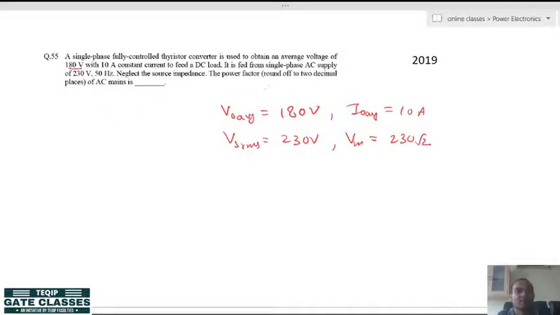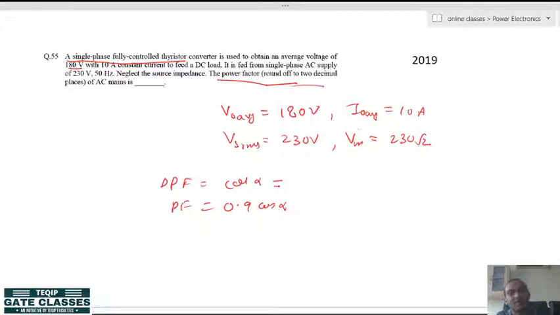Neglect source impedance. Power factor, see again power factor. You know that it is a single phase fully controlled converter, so for a fully controlled converter, the displacement power factor is cos alpha, and alpha is not given to you. So, you have to calculate alpha first, and the power factor is 0.9 cos alpha. The question is the same, the only thing is that you have to first calculate alpha, then you can tell. So, how will you calculate alpha?